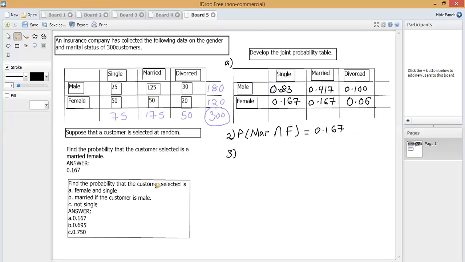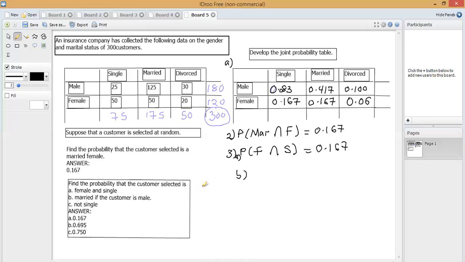Let's come to question 3. Find the probability that the customer selected is female and single. This is also not conditional, there's no if. It says female and single. So females, then single. It is this value. So probability female intersection single equals 0.167. That is the A. Let's come to B. Married if the customer is male. This is conditional.